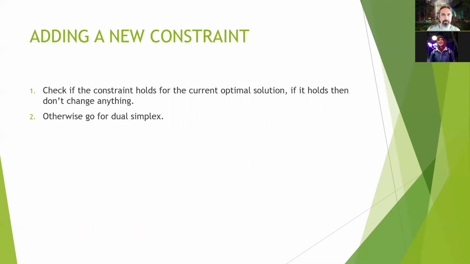And adding a new constraint, we have already seen this in dual simplex. It's the same thing. If the constraint holds for the current values, then we don't need to do anything. If it doesn't hold, just go for dual simplex. We can just go for the negative right-hand side value and use the dual simplex because it's already an optimal solution in here anyway. So this is it for now for this part.